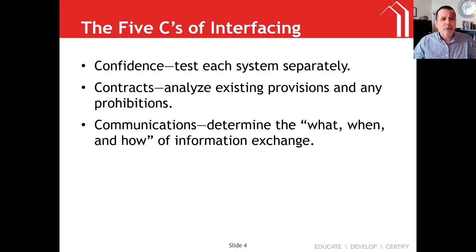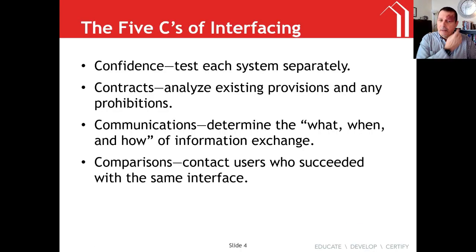Communications. Determine who, what, when, and how. When we're beginning an interface, we want to know who's going to do what, when it is going to happen, things of that nature. The fourth C is comparison. Contact users who succeeded with the same interface. People that have had this PMS and this interface, and see how it interacts with their PMS. Make some comparisons. Make sure that you're looking at that and seeing that it worked, what the problems were, and things of that nature.